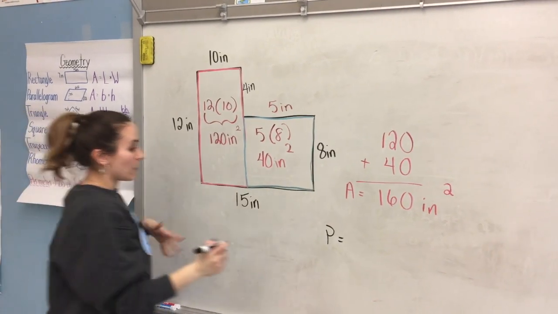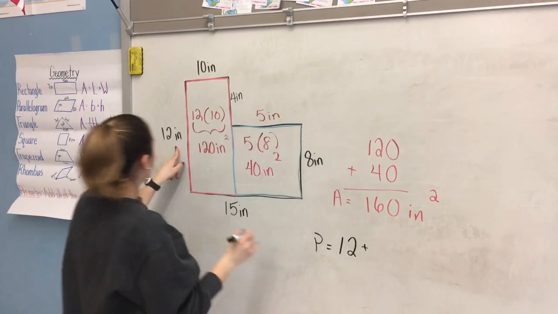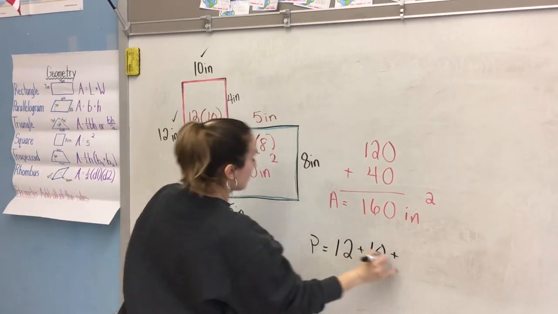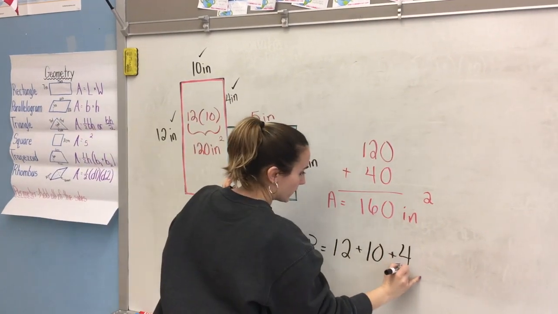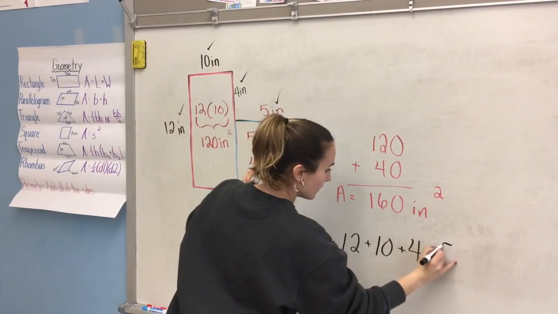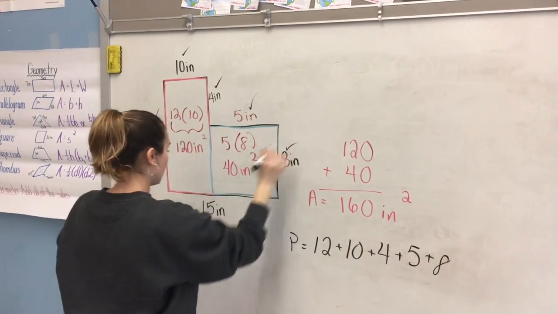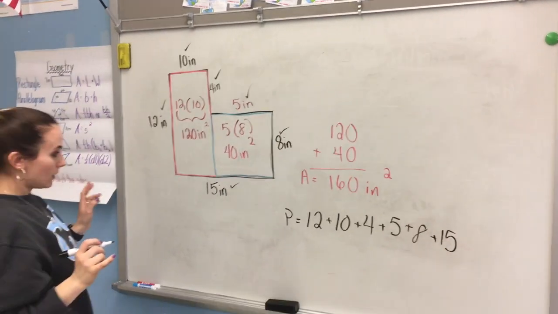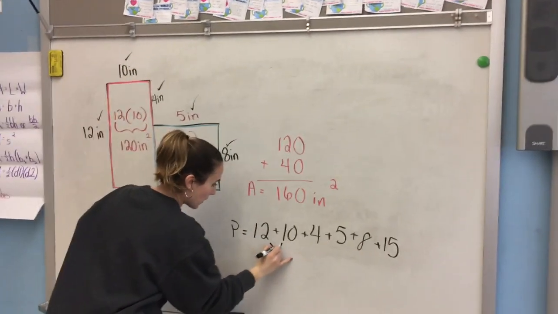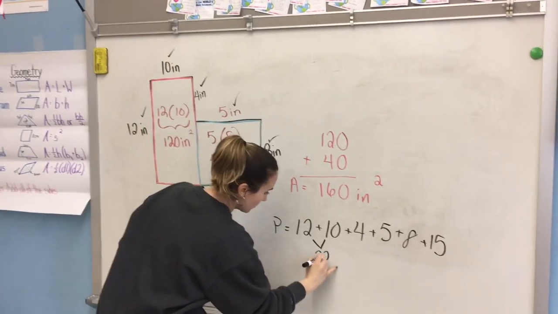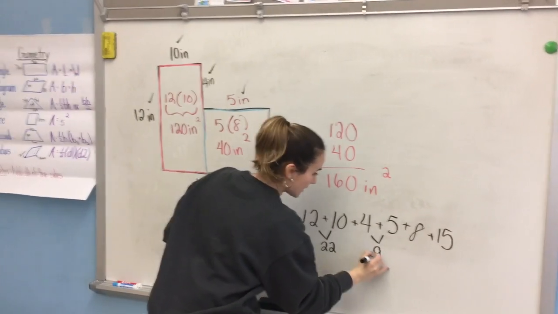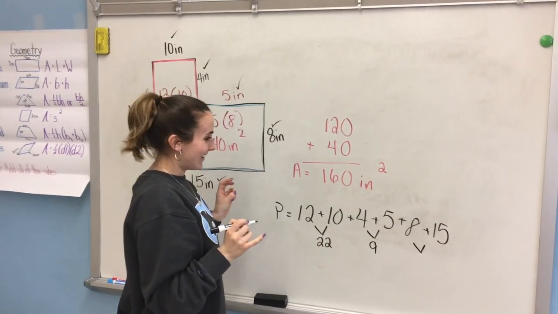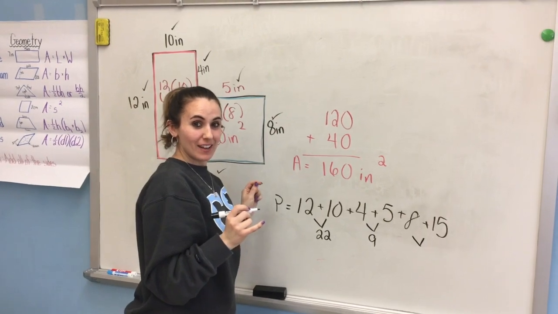Okay, now I'm going to add them together. I have 12. I'm going to check off what I've done before because it could be a little confusing. Plus 10, plus 4, plus 5, plus 8, plus 15. Am I good? I think I'm good. All right, I may need some more room. So 12 plus 10 would give me 22. 4 and 5 is 9. 8 and 15. What's 8 and 15? 23? I think I'm right.